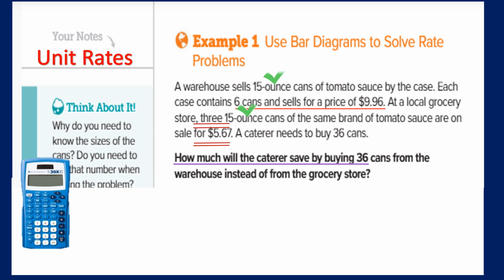So how much will the caterer save? Notice we have 15 ounces. So what are we going to do with the 15 ounces? Absolutely nothing. They are there to confuse you. And notice they really try to confuse you by putting the 15 ounces before the price of $5.67 in your second ratio, and the word "three" instead of the number 3, because they want to make sure you're reading it and understanding it, and realizing that sometimes they throw things in there just to make sure that you know what you're doing. Don't let them trick you.